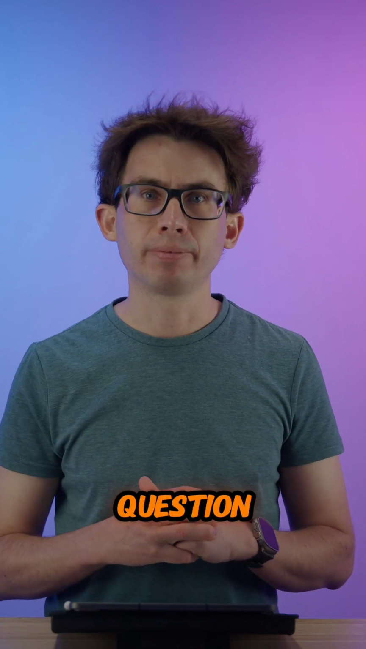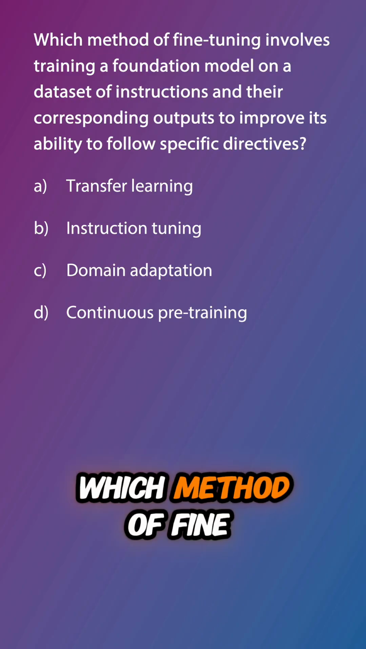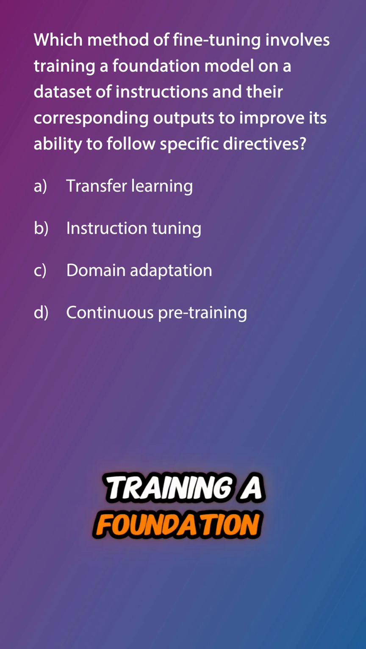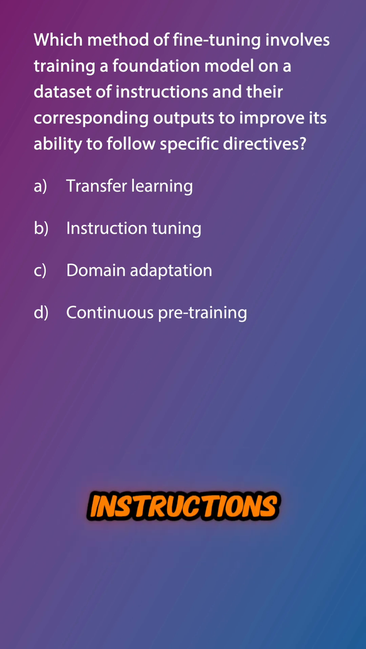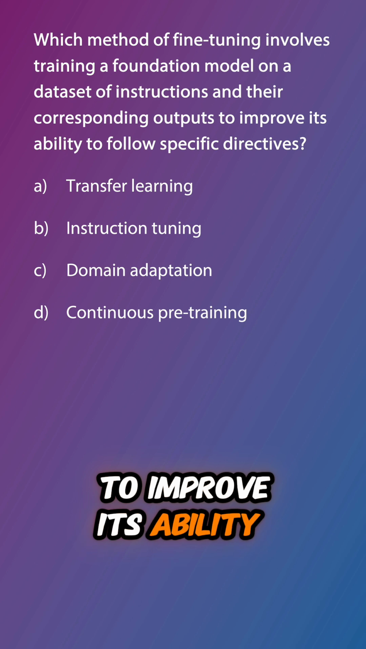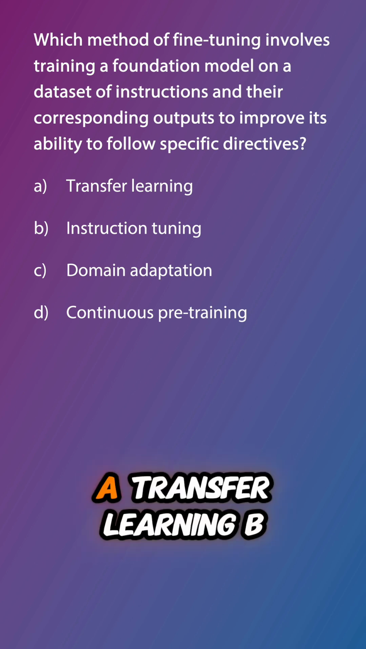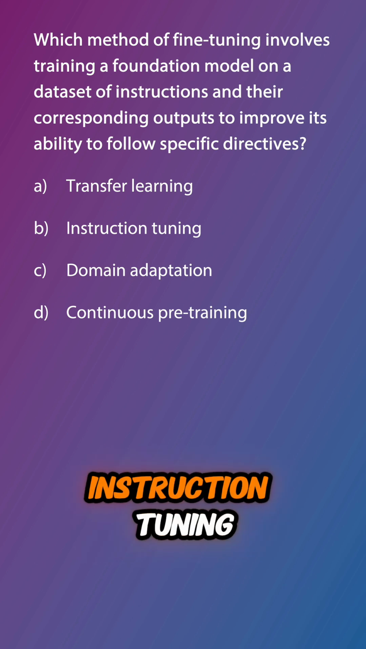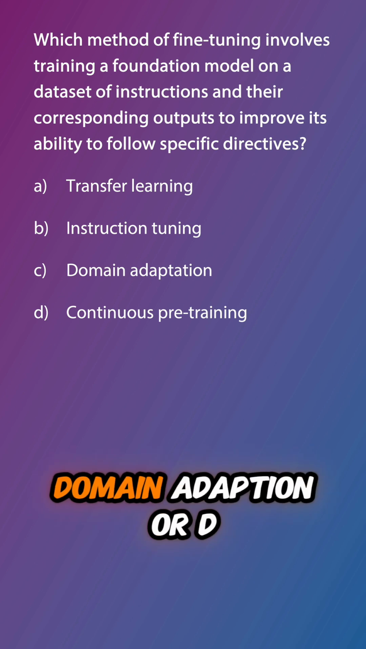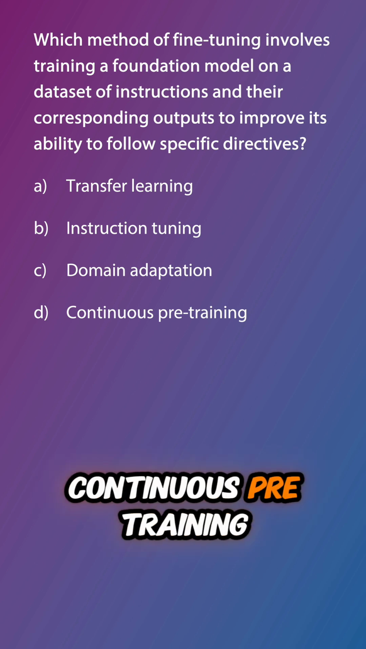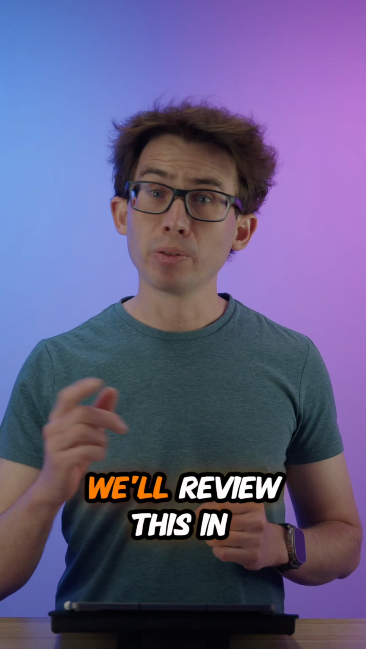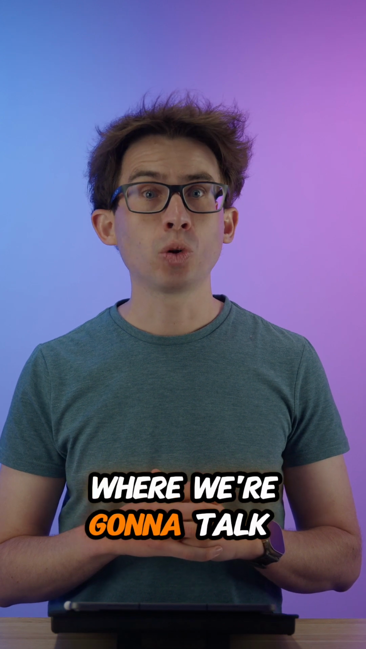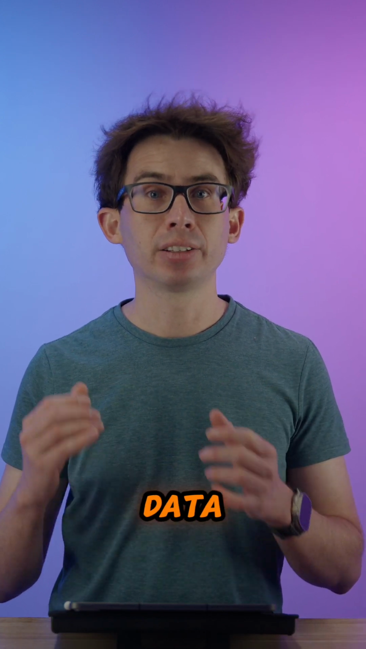Let's do a review question. Which method of fine-tuning involves training a foundation model on a data set of instructions and their corresponding outputs to improve its ability to follow specific directives? A, transfer learning, B, instruction tuning, C, domain adaptation, or D, continuous pre-training. We'll review this in the next episode where we're going to talk about how to prepare data to fine-tune a model.